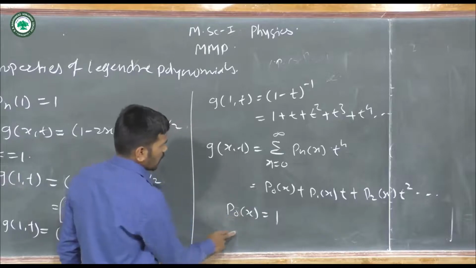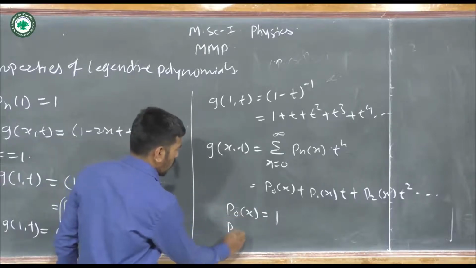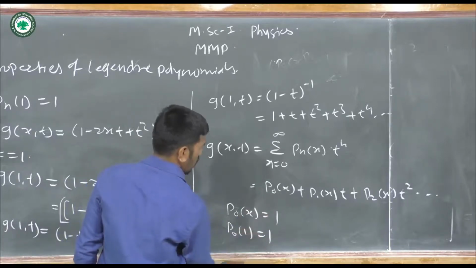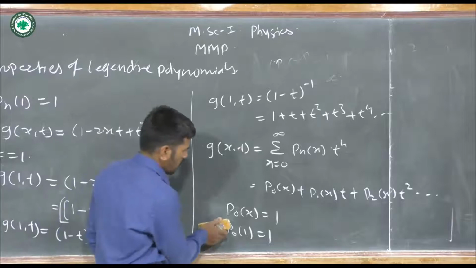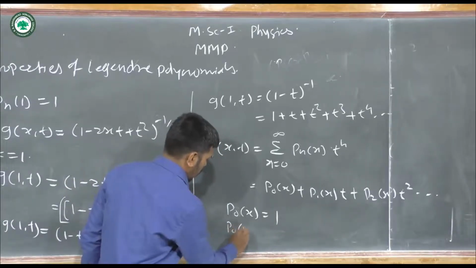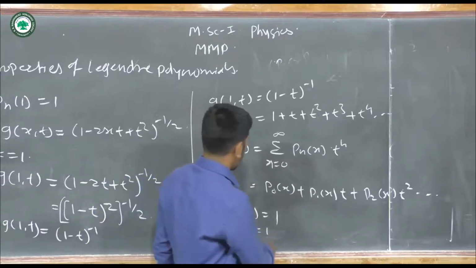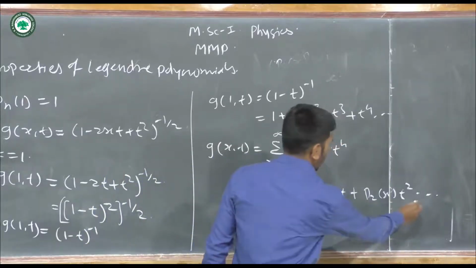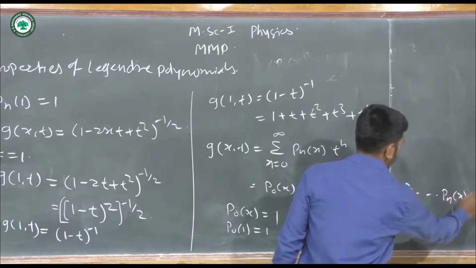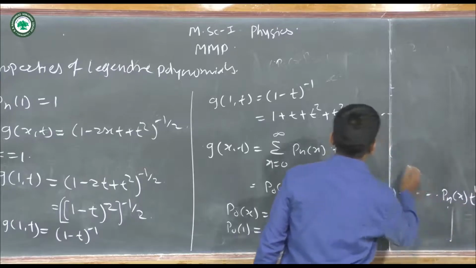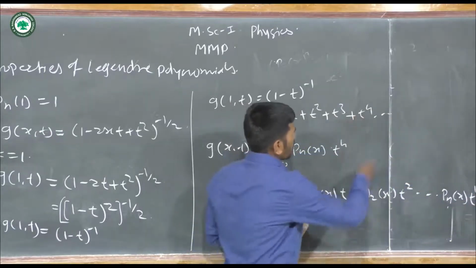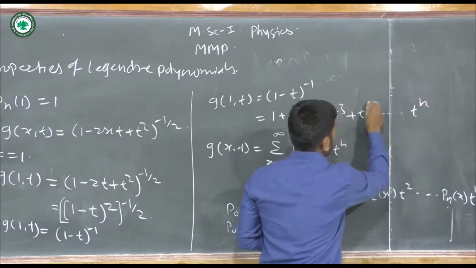So this x is equal to 1, so P0(1) is equal to 1. And for the n-th term, if I write Pn as a function of x times t power n, also here if you observe, that is t power n.